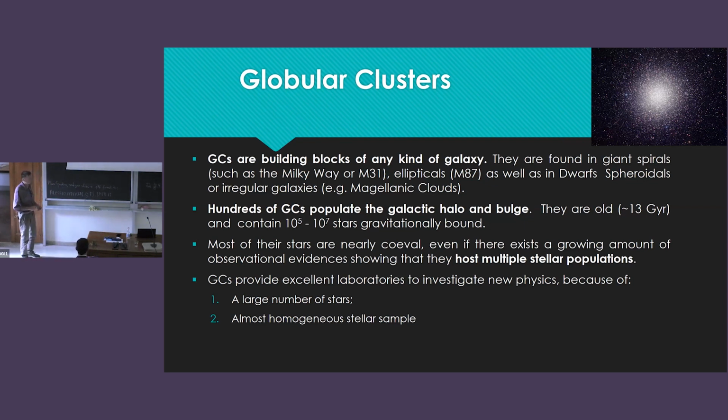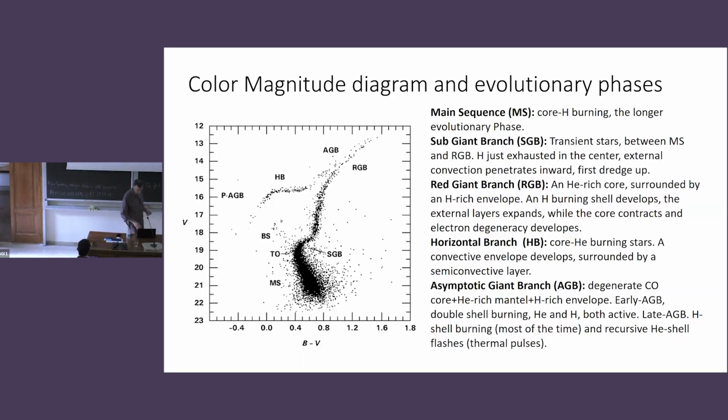And so what we see when we look at these globular cluster stars are essentially isochrones: stars with different masses but similar ages. And this is what we observe. This is the color-magnitude diagram, or Hertzsprung-Russell diagram. You have already seen that many times. Essentially, on the vertical axis, we have the magnitude, in this case in the V band.